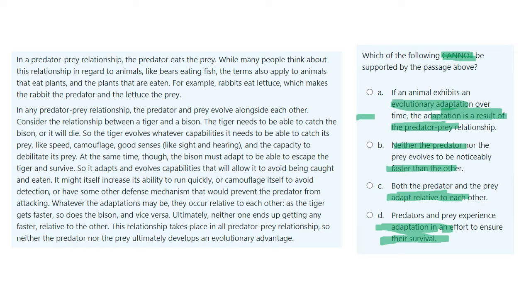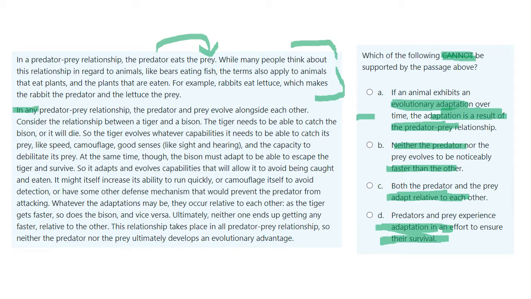In a predator-prey relationship, the predator eats the prey. Think about a fox and a rabbit, for example. While many people think about this relationship in regards to animals, like bears eating fish, the term also applies to animals that eat plants and plants that are eaten. For example, the rabbits eat the lettuce, which makes the rabbit the predator and the lettuce the prey. This doesn't really come up very much, but it's true. Predator is the one that eats, prey is the one that gets eaten.